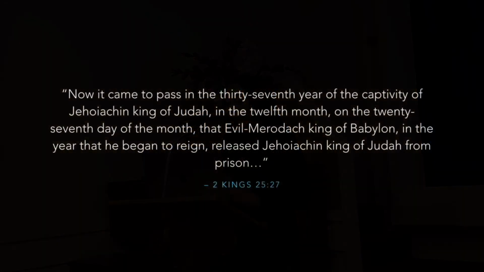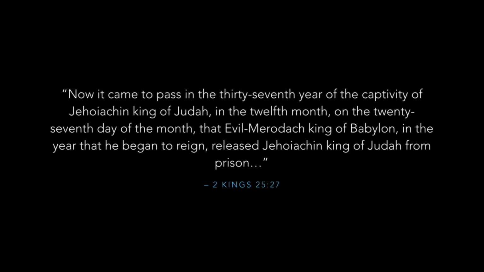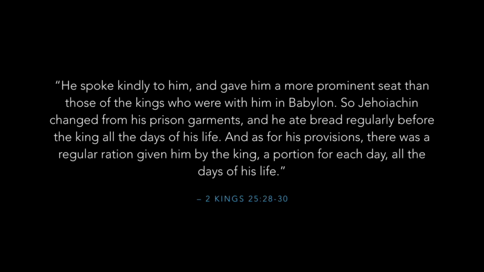The next chapter, chapter 25, mentions another interesting event. "Now it came to pass in the 37th year of the captivity of Jehoiachin, king of Judah, in the 12th month, on the 27th day of the month, that Evil-Merodach, king of Babylon, in the year that he began to reign, released Jehoiachin, king of Judah, from prison. He spoke kindly to him and gave him a more prominent seat than those of the kings who were with him in Babylon. So Jehoiachin changed from his prison garments, and he ate bread regularly before the king all the days of his life. And as for his provisions, there was a regular ration given him by the king, a portion for each day, all the days of his life." We've just read how Jehoiachin was taken prisoner to Babylon, but the Bible also mentions that he is eventually released, and he is given regular rations by the king all the days of his life.